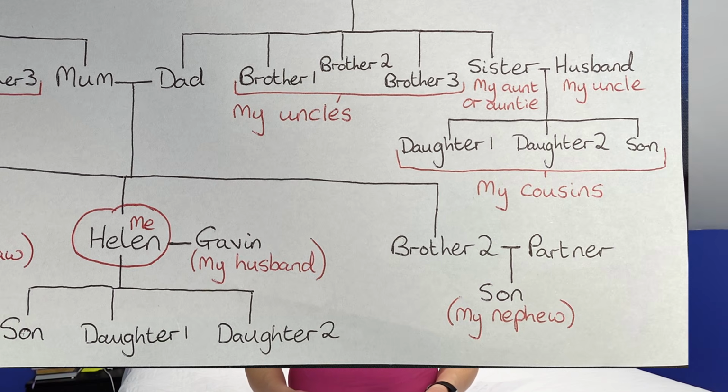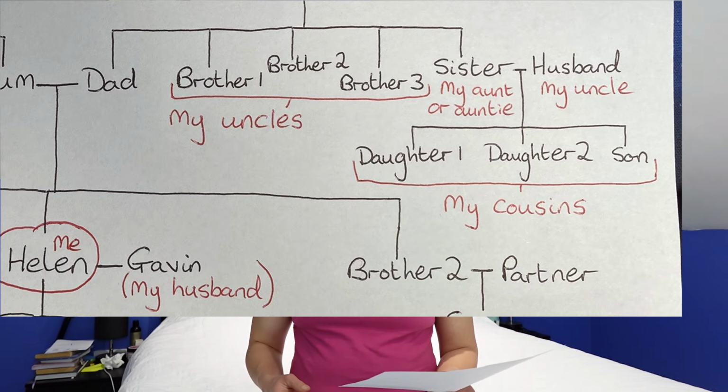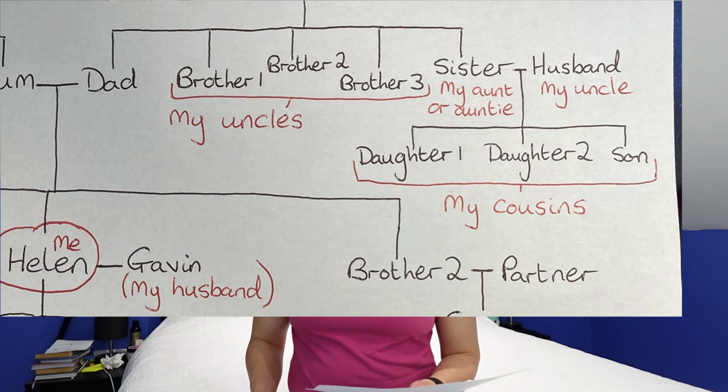If you look at this side of the family tree, you can see that my dad's sister is married. Her husband is also my uncle. So aunties and uncles have the same title regardless of which side of the family they are on, and regardless of whether they are blood relatives or marriage relatives. And the children of my aunts and uncles are my cousins. Here they are on the family tree.